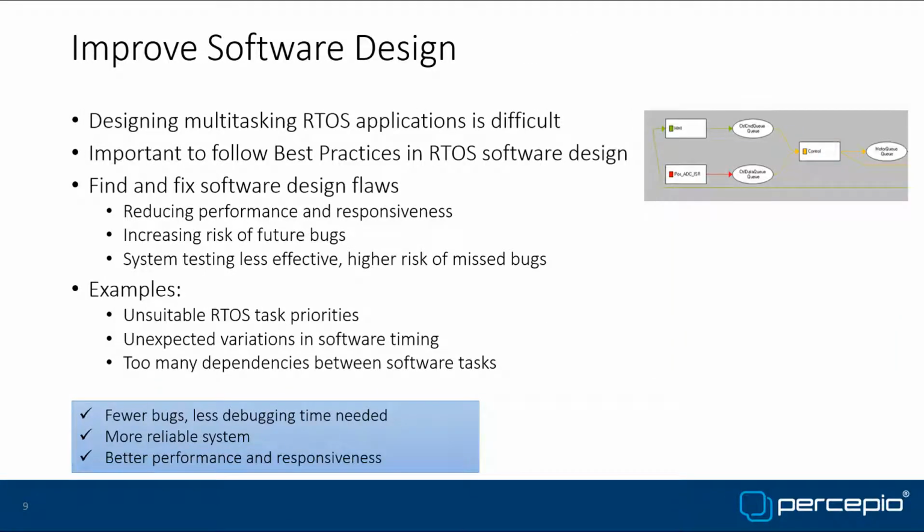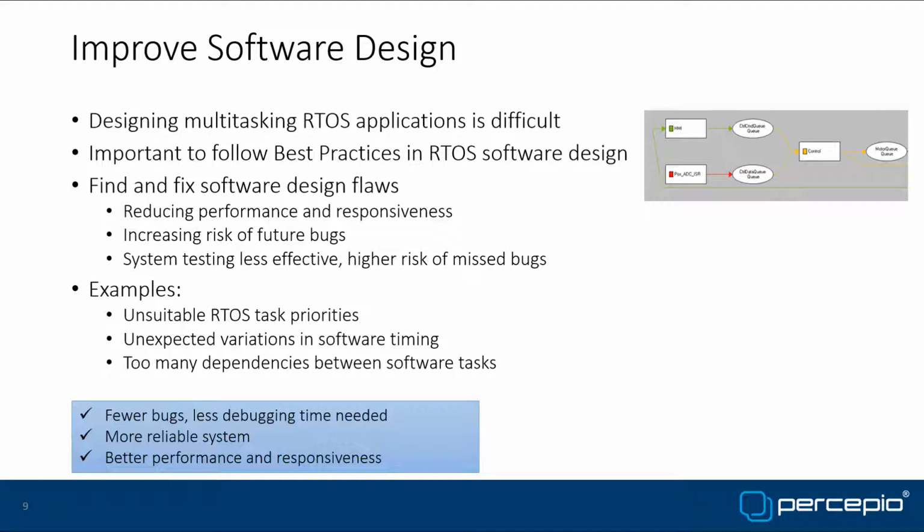Another important use of Visual Trace Diagnostics is to find software design flaws as early as possible. There are best practices in RTOS software design, and these are important to follow. By design flaws, we mean deviations from these best practices. They are not necessarily functional errors, but they may reduce performance and responsiveness, increase the risk of future bugs, and make the system testing less effective.